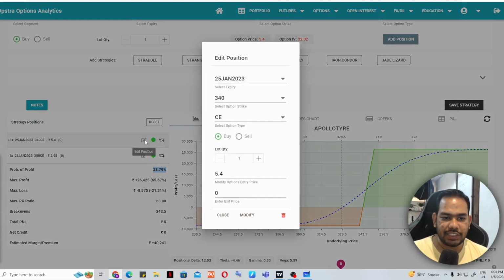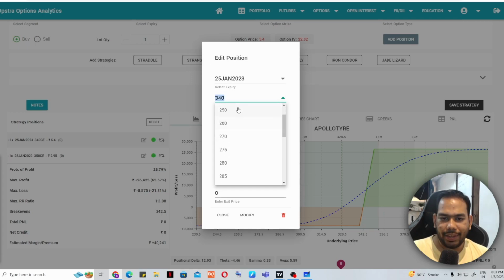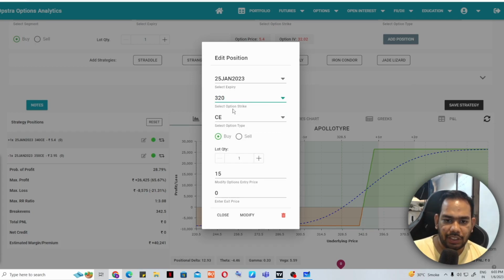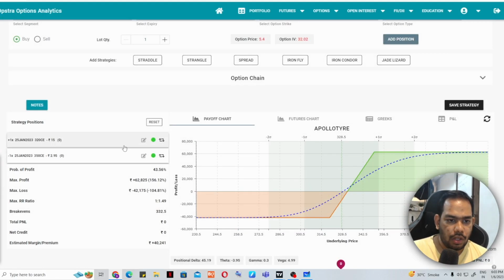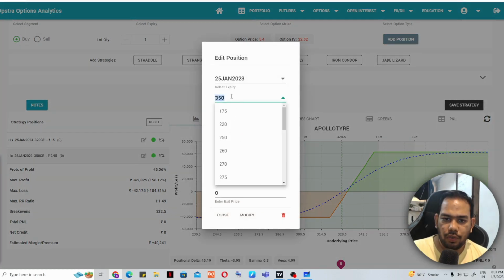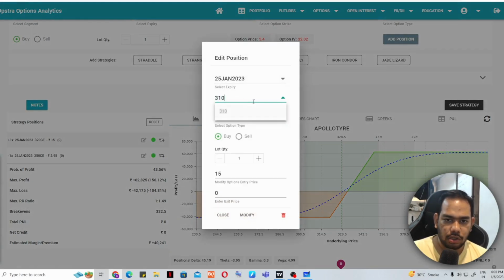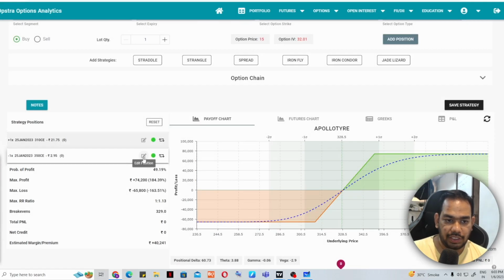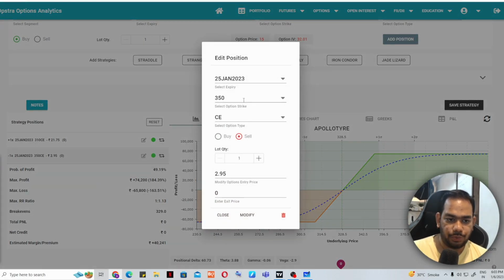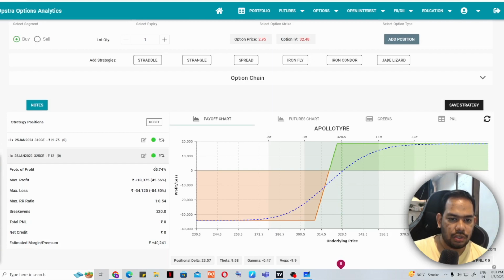Now instead of 340C, we'll go long 320CE. Okay, we are going long on 320CE, and we are shorting 330, or let us go 310. Let us go 310 long. Going long on 310, you're shorting 325, which you feel can go sideways or expire in that zone. So in this case, our probability goes up.